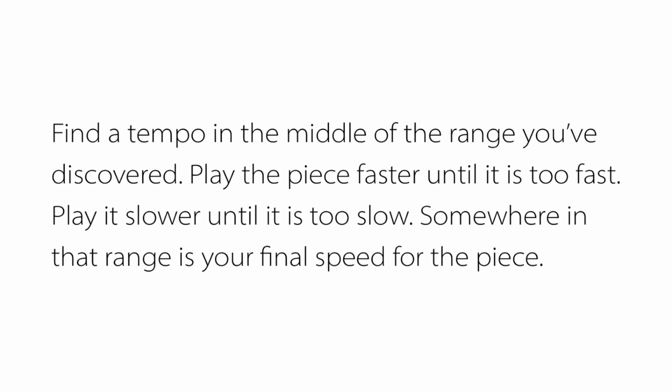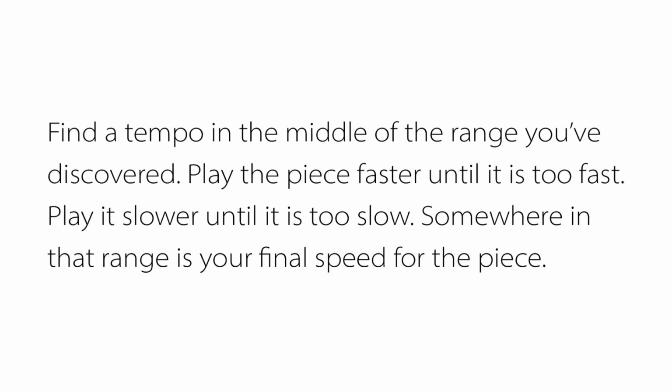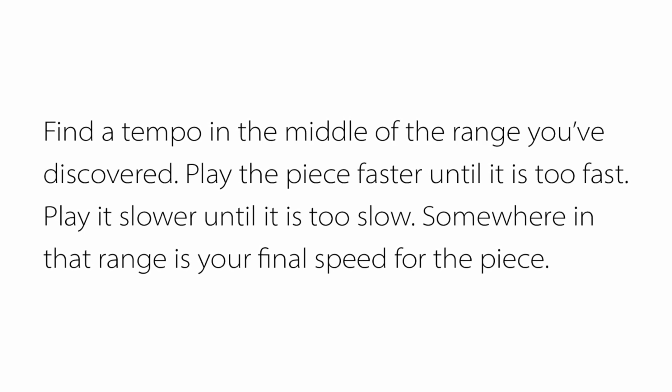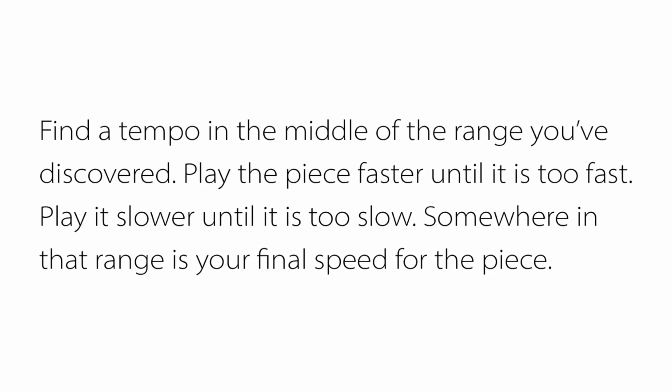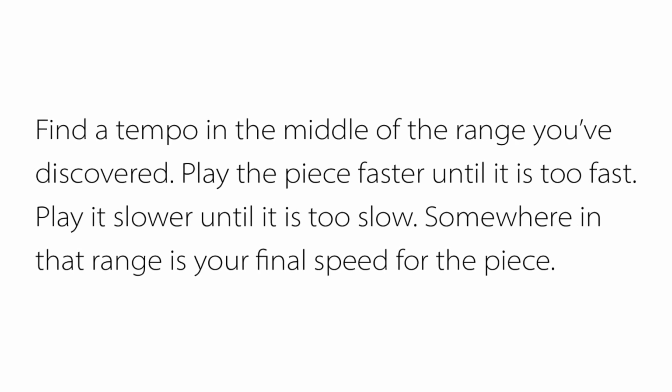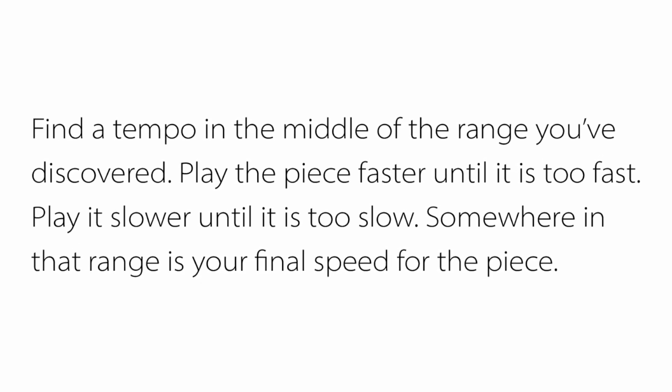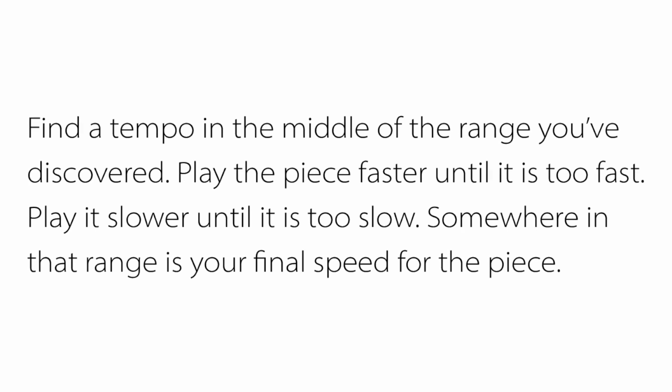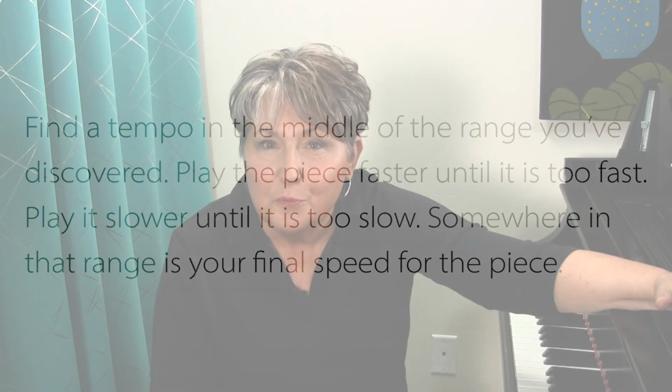The last way to set the final tempo is to experiment. Find a tempo in the middle of the range you've discovered. Play the piece faster until it's too fast for your taste. Play it slower until it is too slow for you. You've now set your personal range. Somewhere in that range is your final speed for the piece.